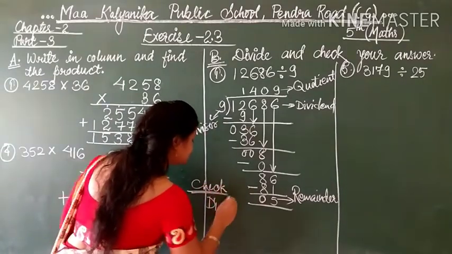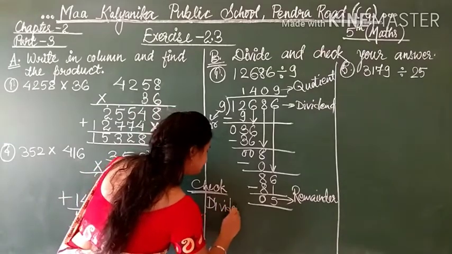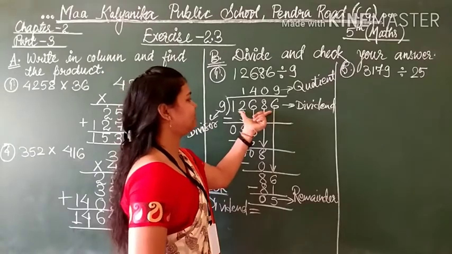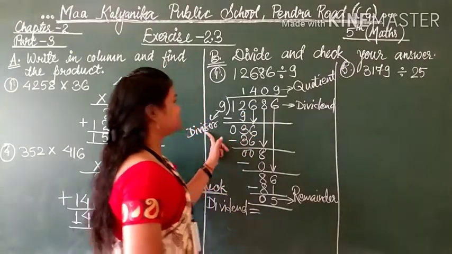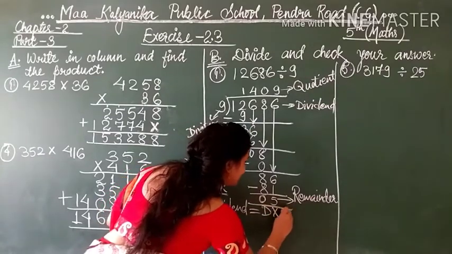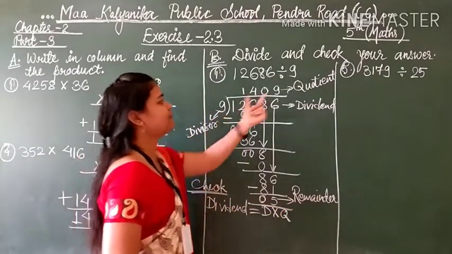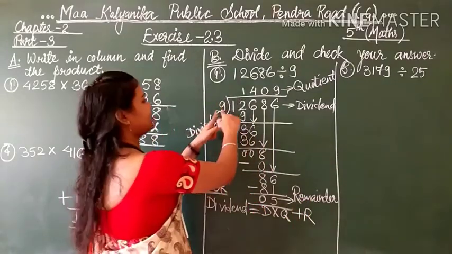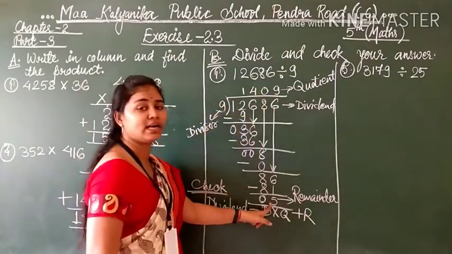Dividend is equal to divisor multiplied by quotient plus remainder. I am writing here D multiplied by Q. You have to multiply the divisor and the quotient, and then you have to add the remainder.